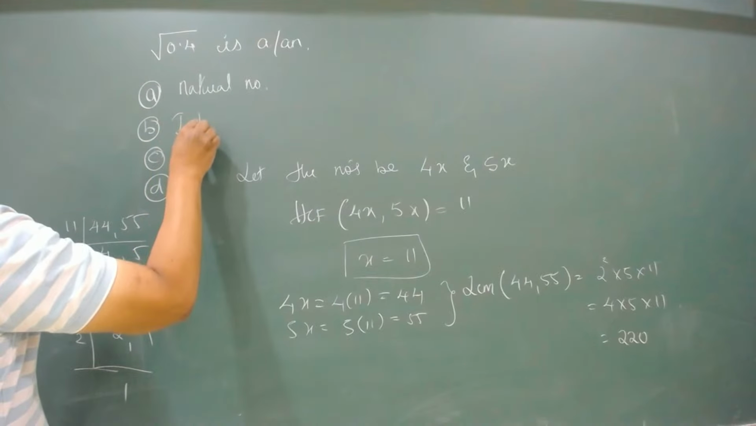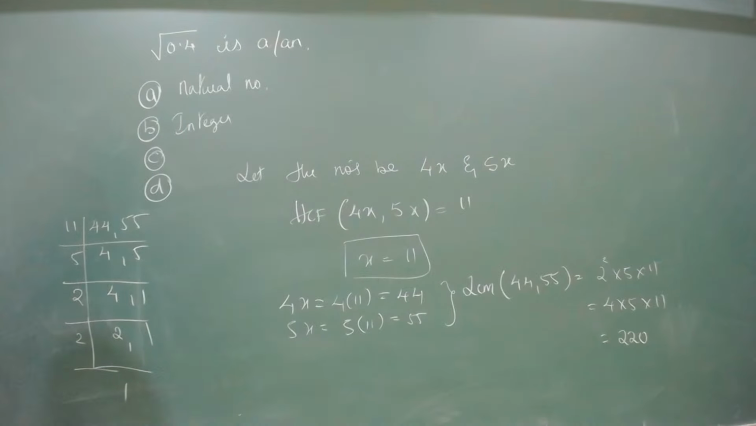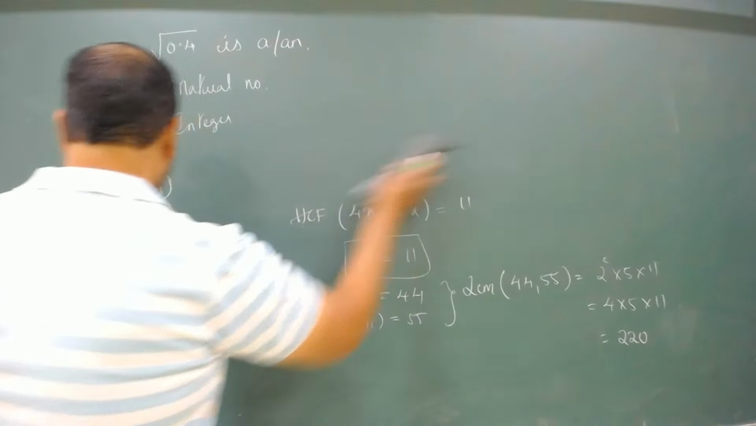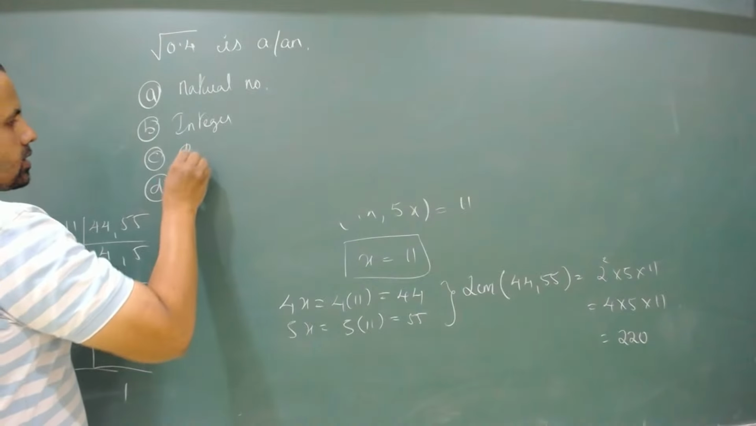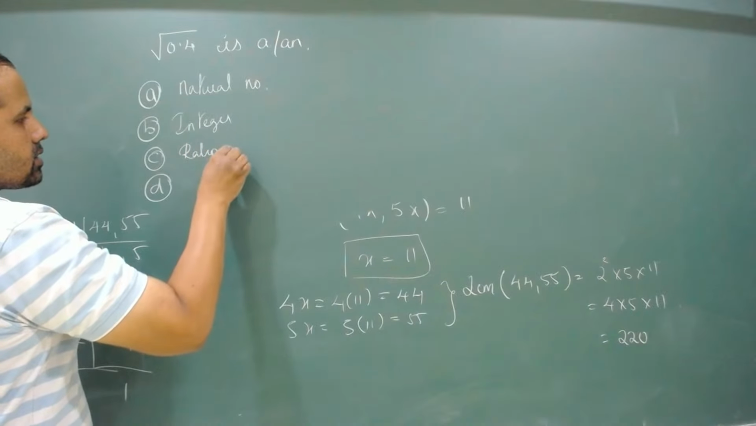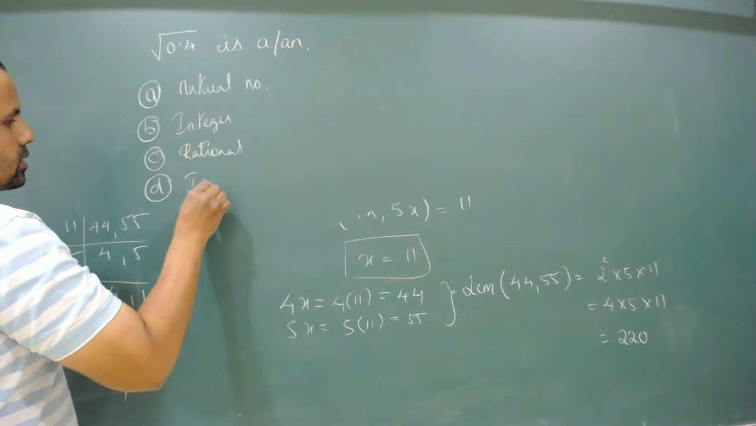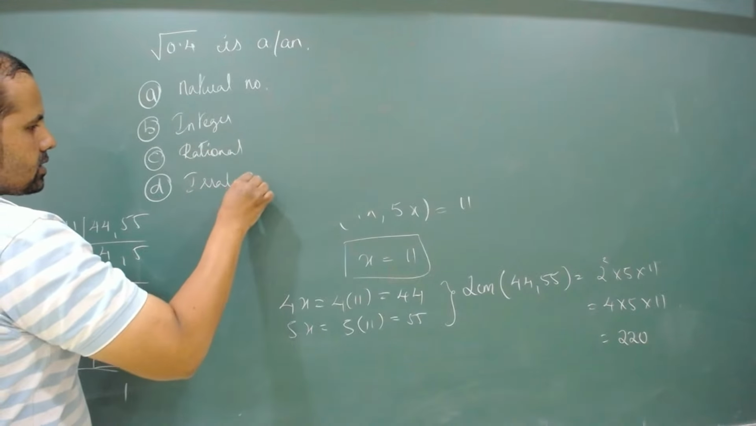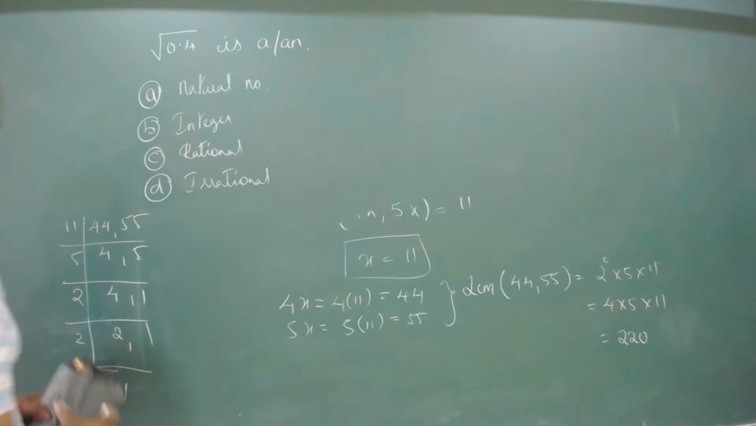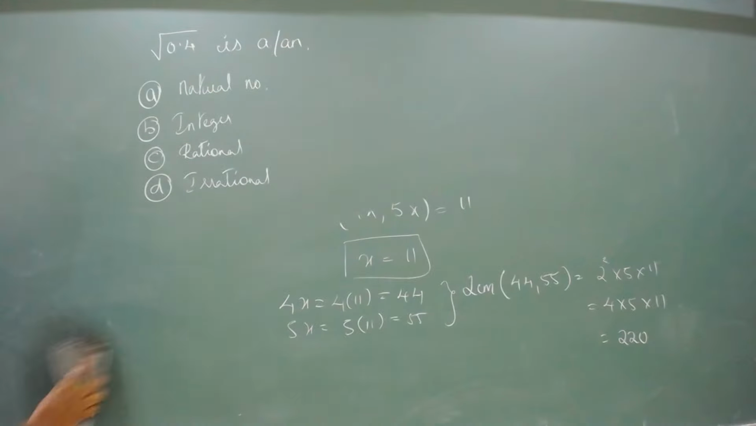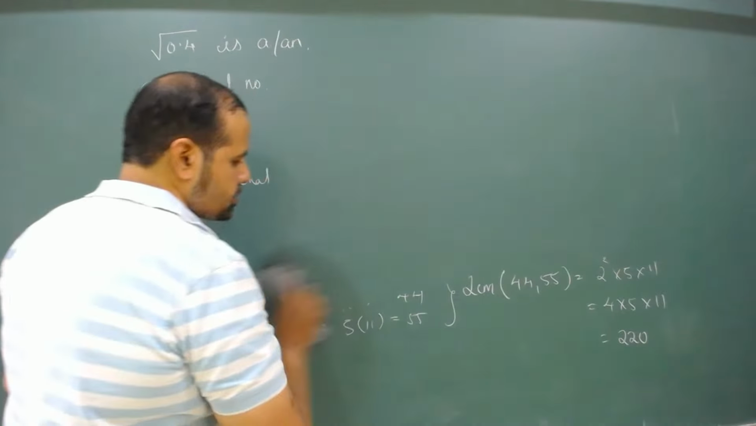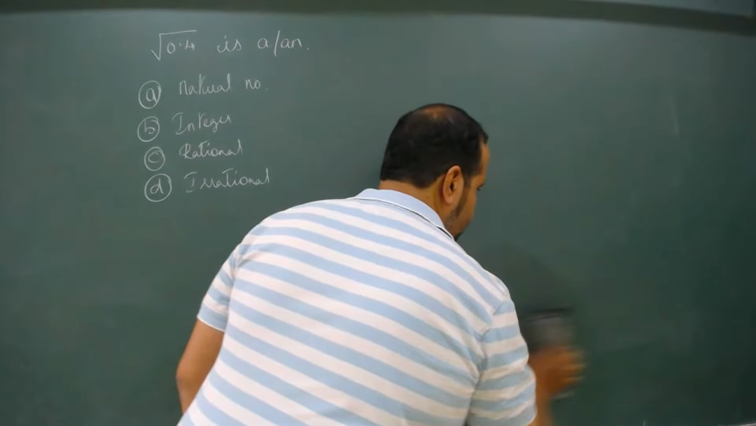Integer, rational and irrational. Rational, irrational. You have to decide now whether it is option A, option B, or option C, or A, B, C, or D.